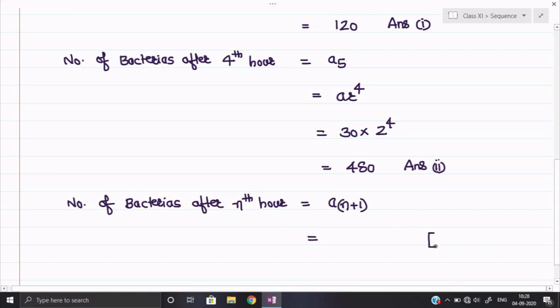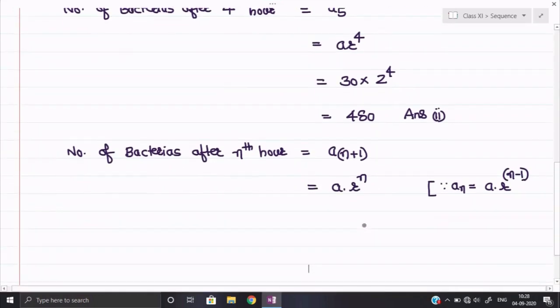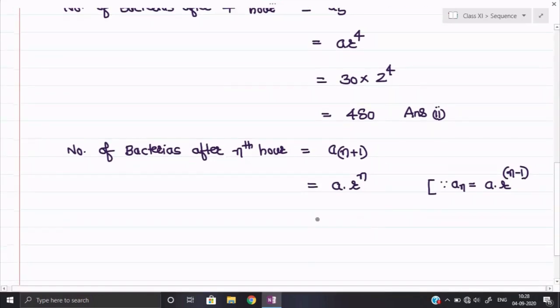We know that the formula of an is equal to a into r to the power n minus 1. That is the formula of an. So a n plus 1 will be equal to a into r to the power n, because if we replace n by n plus 1 in the formula, then plus 1 and minus 1 will be cancelled and the remaining is a into r to the power n. Put in the value over here: a n is equal to 30 into 2 to the power n. This will be the answer to part number third in the question.